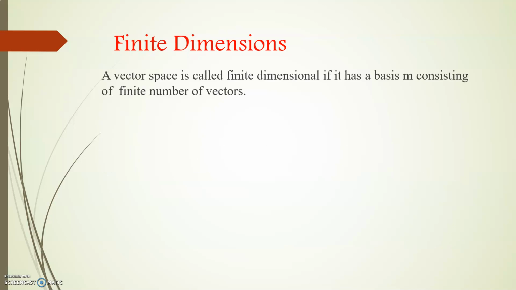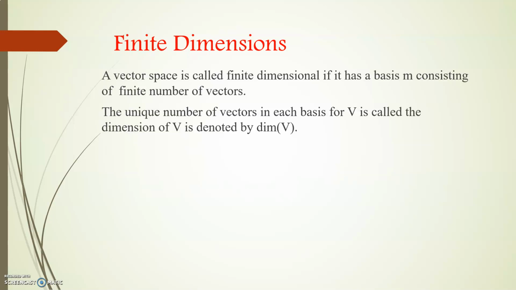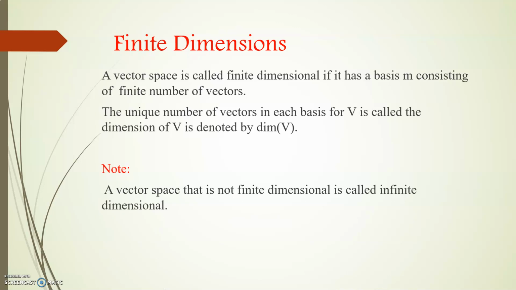Next we are going to see finite dimension. A vector space is called finite dimensional if it has a basis consisting of a finite number of vectors. If we have a finite number of vectors, then we can say it is a finite dimensional vector space. The unique number of vectors in each basis for V is called the dimension of V, denoted by dim V. Note, a vector space that is not finite dimensional is called infinite dimensional.